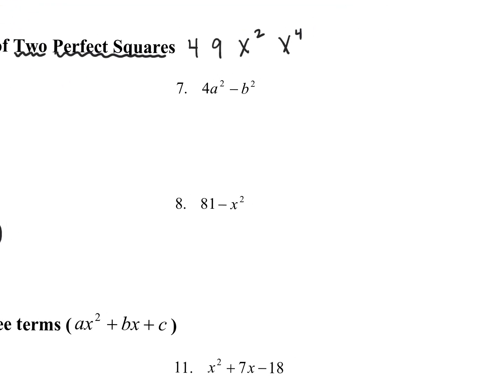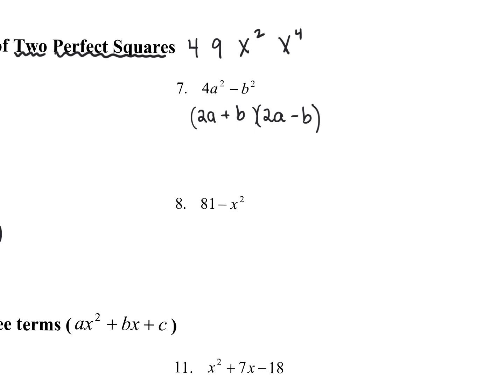All right, question 7. I have a number in front of a squared, so I'm going to go in the order that I see it. So first comes a 4, so I'm going to split it up into 2 and 2. Then comes my a squared, so I'm going to split that up into a and a. Then comes my sign, and then comes my b's.